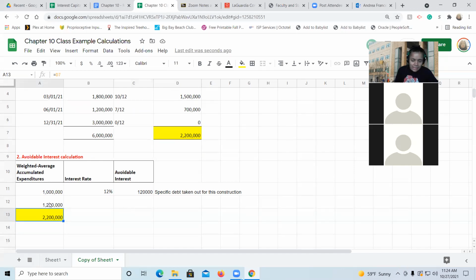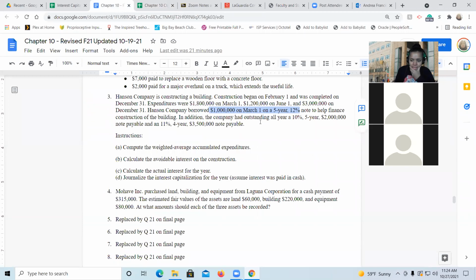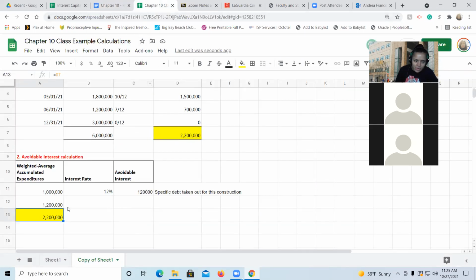So now where did that money come from? If you go back to the question, you see that the company had other debt outstanding during the year. There was a 10% 5-year 2 million note payable and an 11% 4-year 3.5 million note payable. So what we're saying here now is that this 1.2 million of payments that they made was made out of some combination of the other loans that are outstanding during the year.